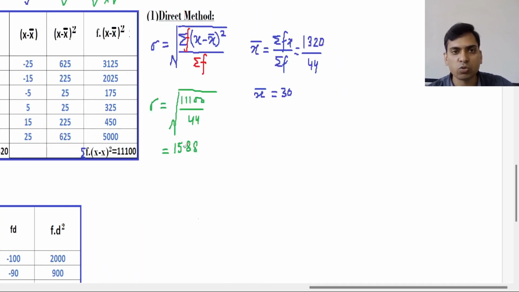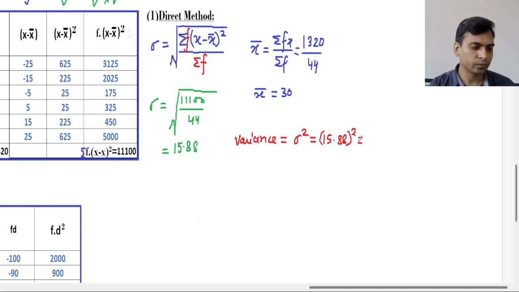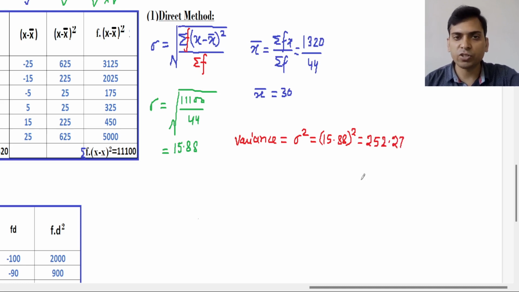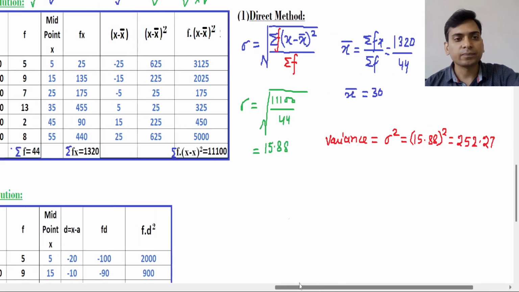This is 15.88. And suppose you need to find its variance, then what you will do with this? You will find the square of this. This is considered as variance. So variance is the square of this term, that is the square of 15.88. So this is equal to 252.27. This is the variance. Now you can find coefficient of variance, coefficient of SD, as I taught in the last lecture of the discrete data set.